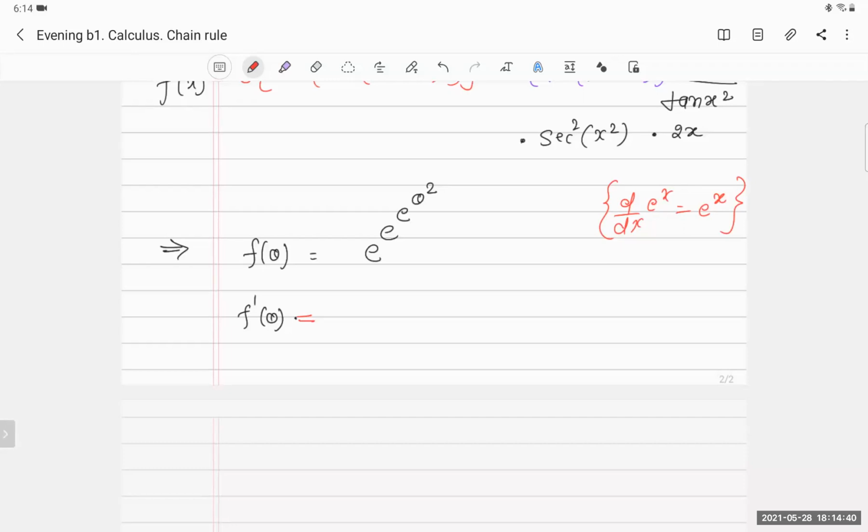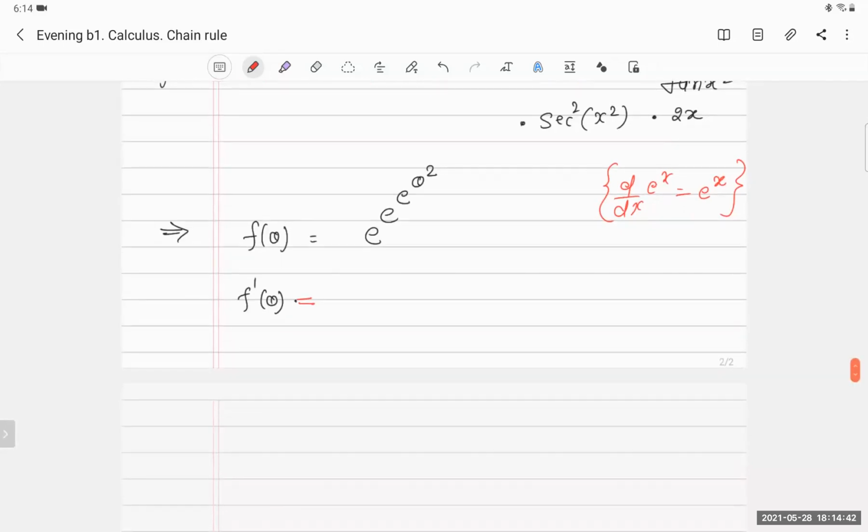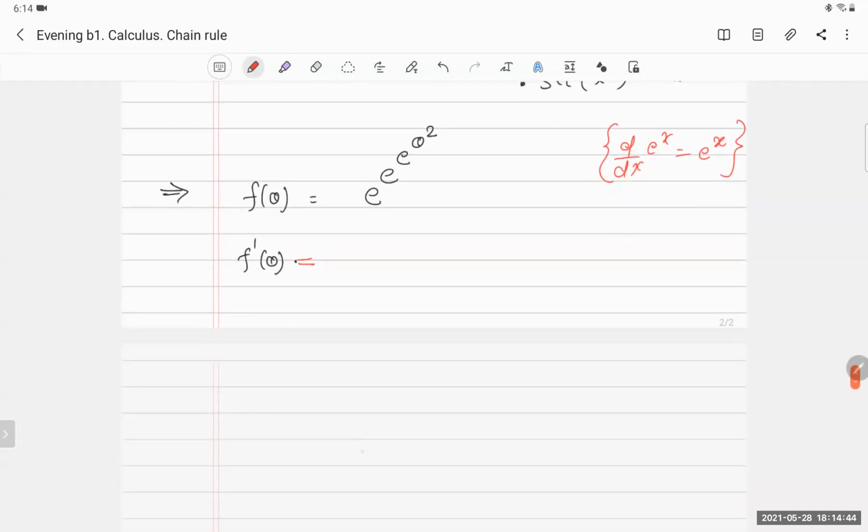The mechanism is the same. You have to write e to the power, how many e's are there? e to the power theta square.